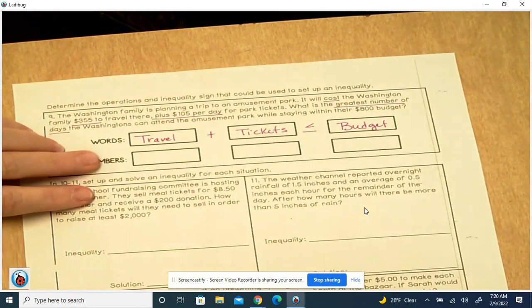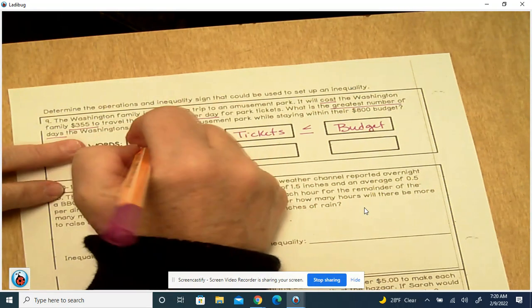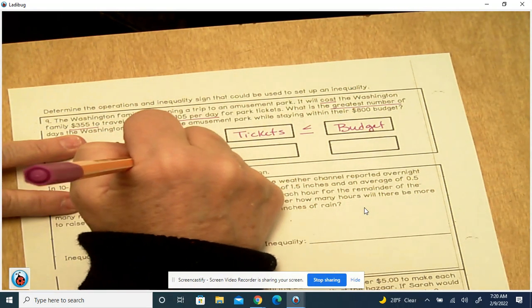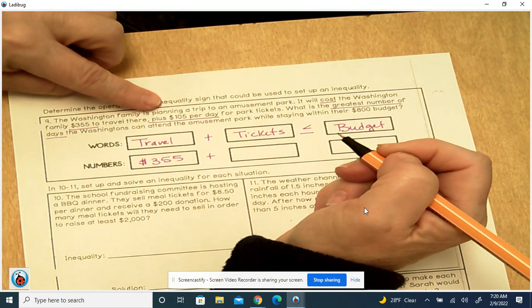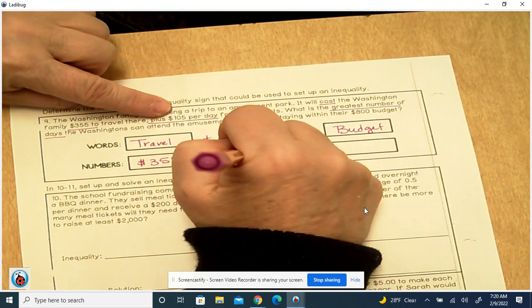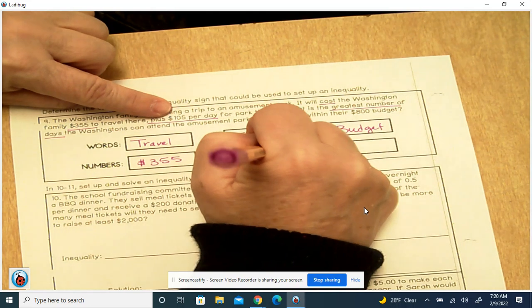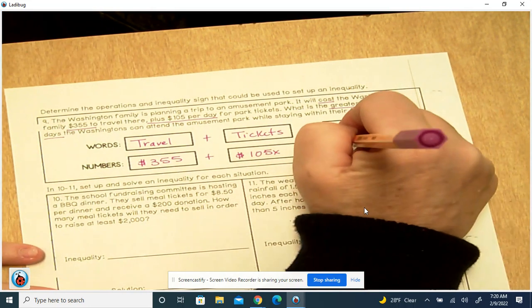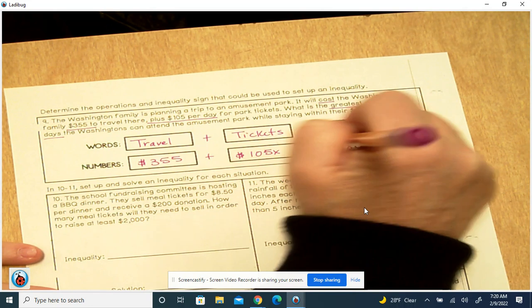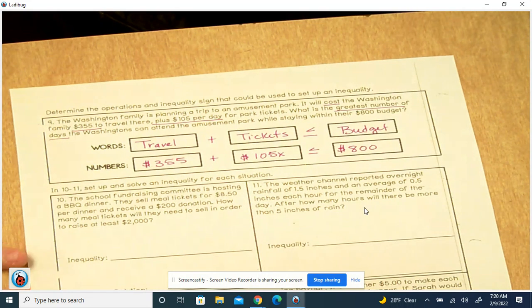So let's look at the numbers. For their travel, they're spending $355 plus 1.05x, because they don't know how many tickets they're buying. It's a family. It's going to be less than or equal to the $800 budget that they have. So that's putting that into words.